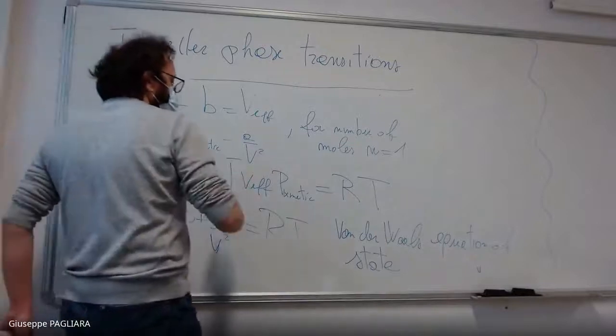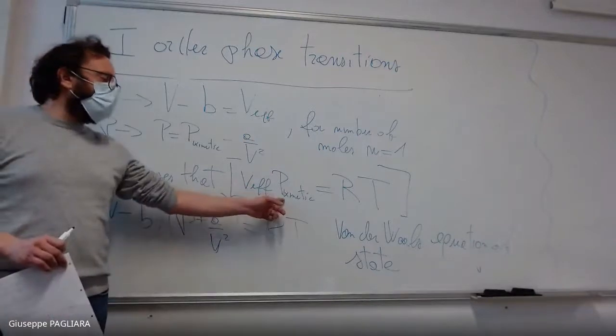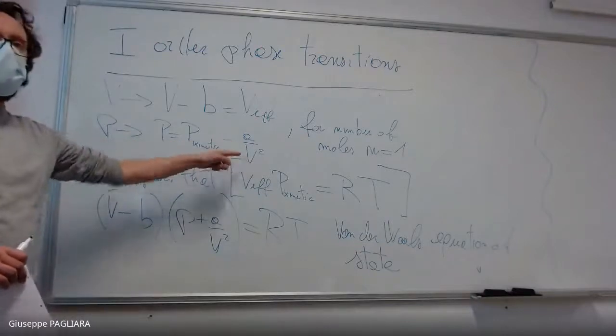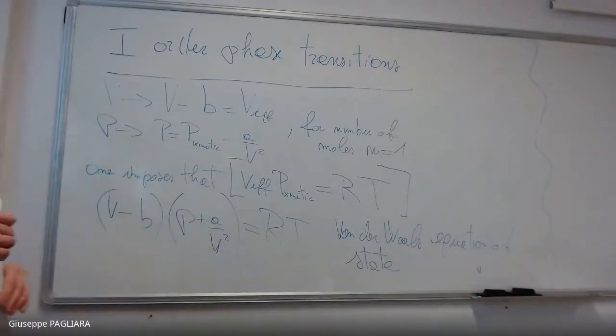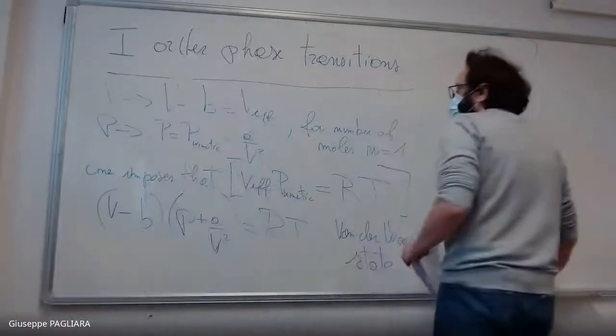This is just the starting point, an assumption of Van der Waals, that V effective times P kinetic is equal to RT. Then P kinetic is P plus A divided by V squared. Now, of course, this is a phenomenological model that can be tested by experiments, right? And then we will see that actually this is the case. It works. Then we will find a deeper explanation for that. But at the moment, this is the phenomenological description that we can do at this level.